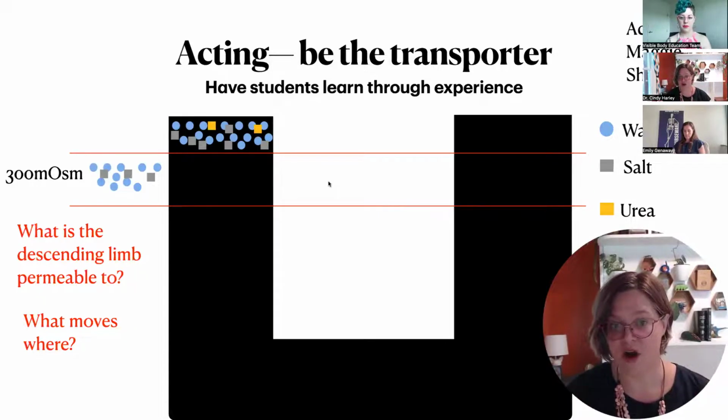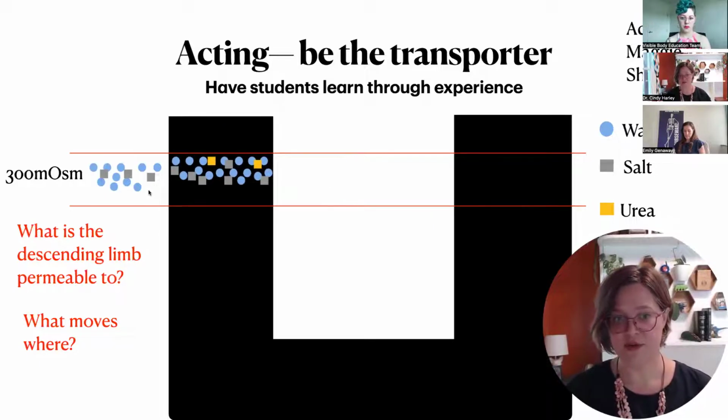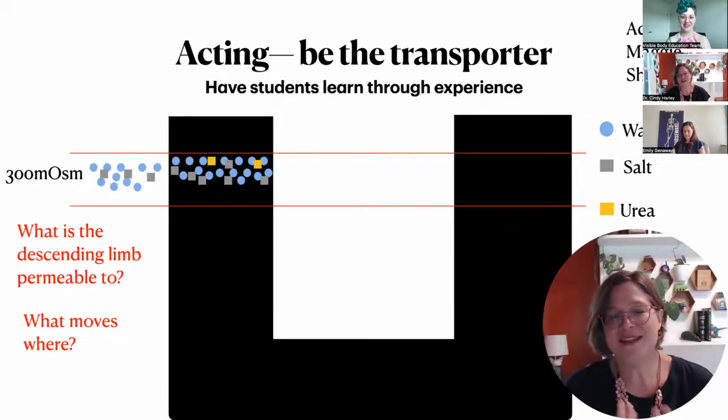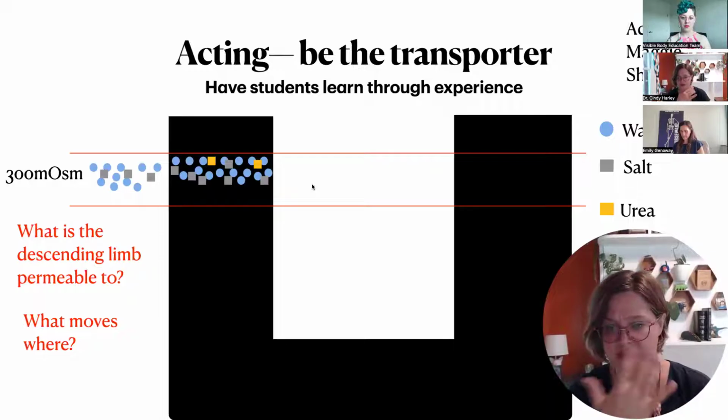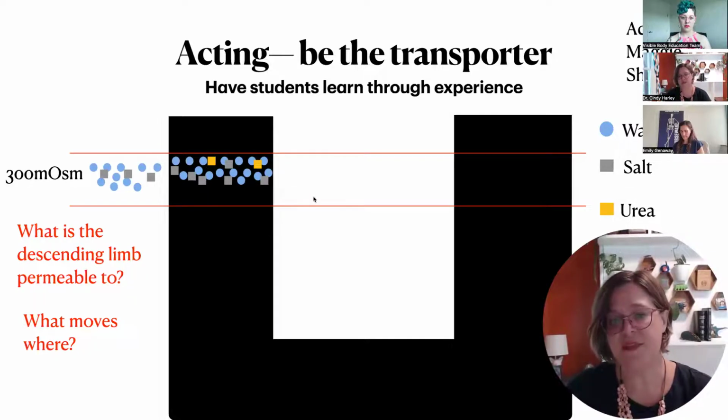And what I'll do is I'll walk to 300 milliosmoles and I'll look at the students and say, okay, how are we going to balance this? And they'll be like, what? And you'll say, well, we're in the descending limb, right? What is that permeable to? Oh, it's permeable to water. Well, what would balanced water look like? In this model, we're taking an oversimplification. We're literally balancing it numerically.